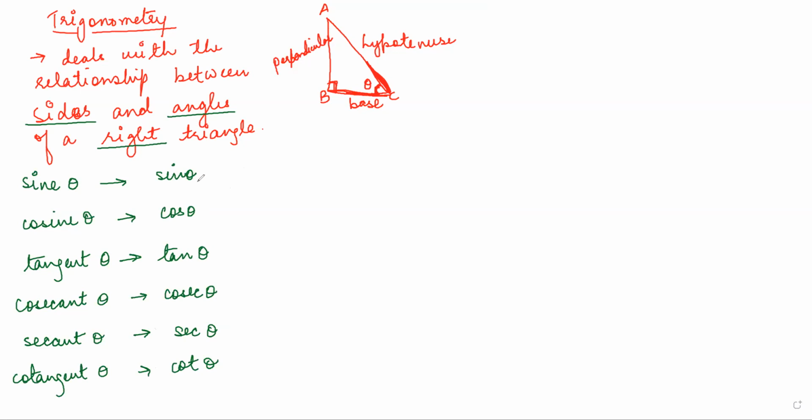Now, what is sine theta? The angle is theta, and it is related to sides like this. Sine theta is perpendicular upon hypotenuse, right? Cos theta is base upon hypotenuse. Tan theta is perpendicular upon base. Cosec theta is hypotenuse by perpendicular. Sec theta is hypotenuse upon base, and cot theta is base upon perpendicular, right? I'll tell you how to remember it, but first of all, these are the ratios. Got it?